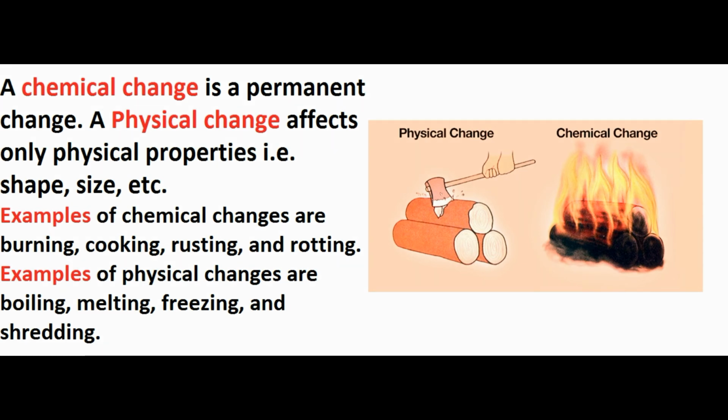Coal is carbon. When we burn coal, it changes into smoke, energy and ash. So, burning of coal is a chemical change because new substances are formed during this process. I hope you understood this simple concept about physical change and chemical change.